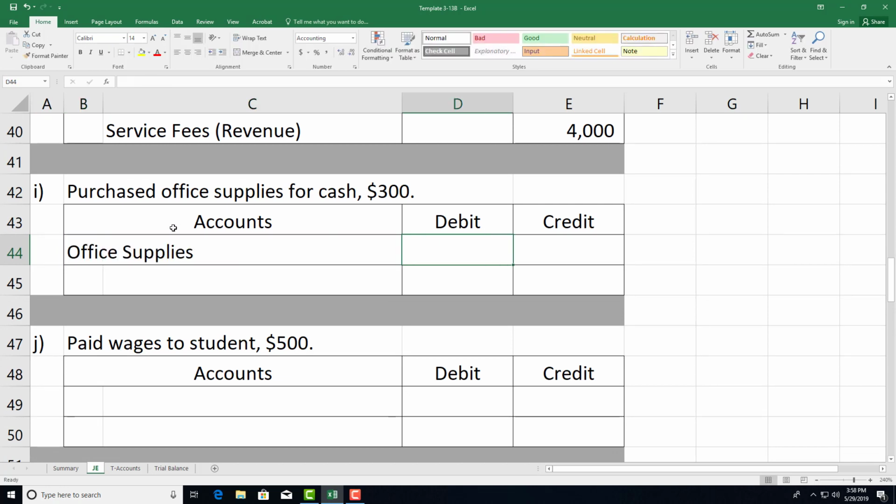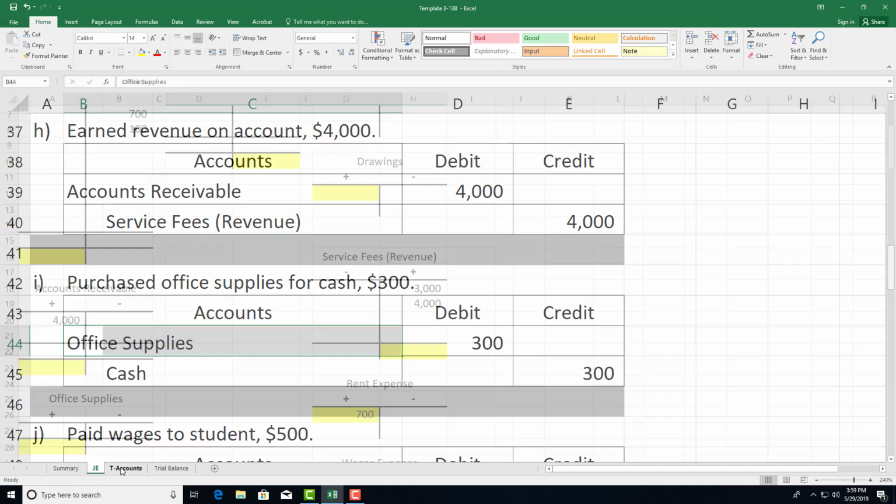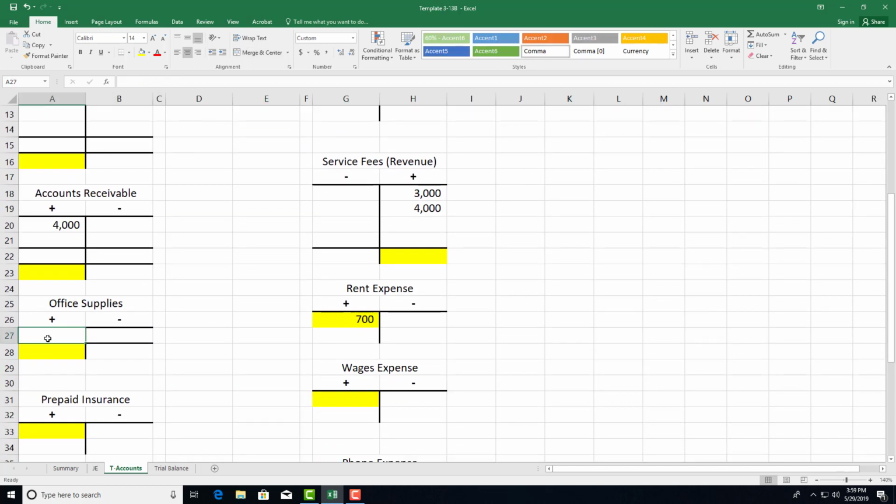So we are going to debit office supplies, an asset. That's an increase. Credit cash, $300. That is a decrease. And let me just clarify this. The reason that we are debiting office supplies, let's go to the T account. The reason that we are debiting office supplies is that we are purchasing an asset.